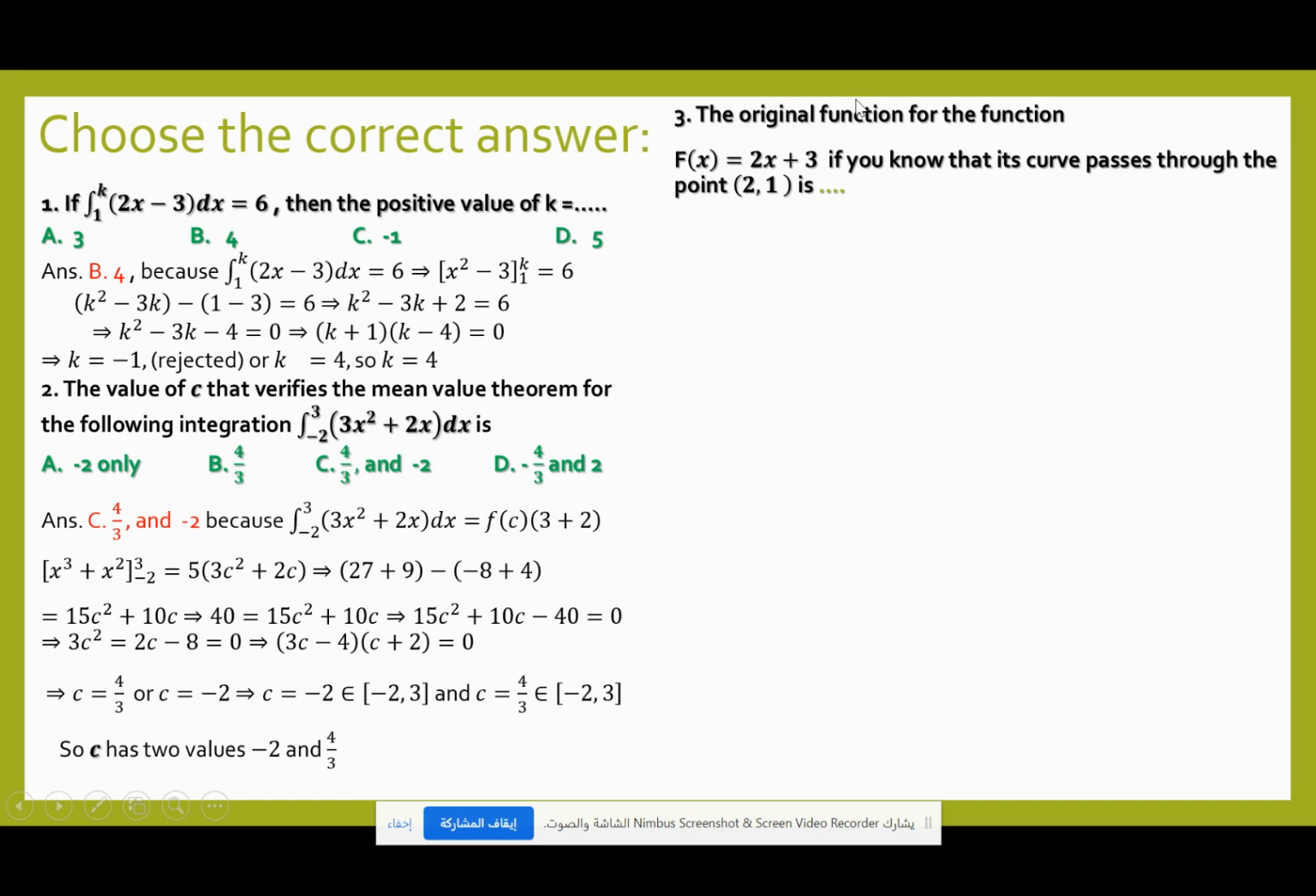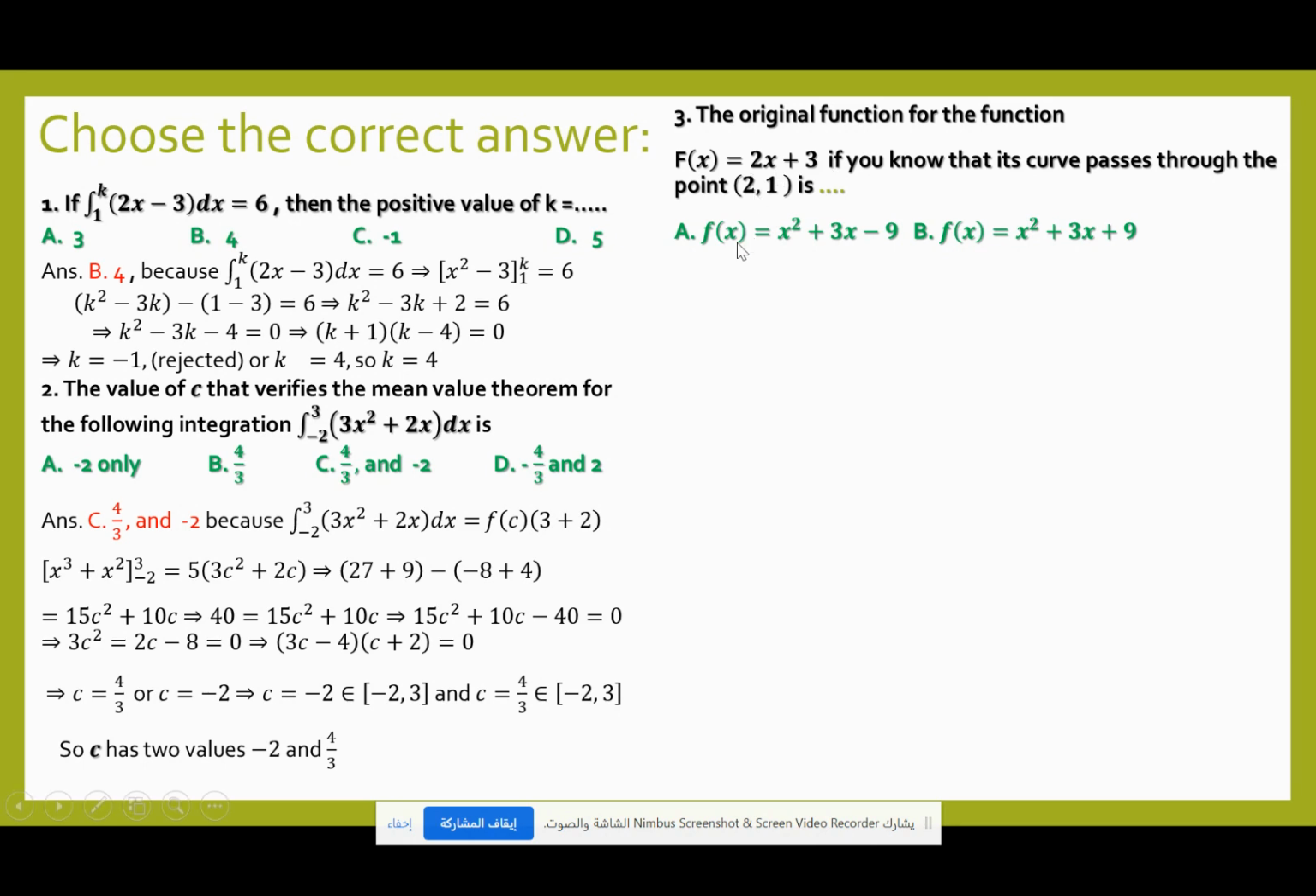So to get the original function, you need to integrate it. If you say original, that means you have to integrate it. What is the integration of 2x? It is going to be x squared. The integration of 3 is 3x. And then you make it plus c because it is an indefinite integral.